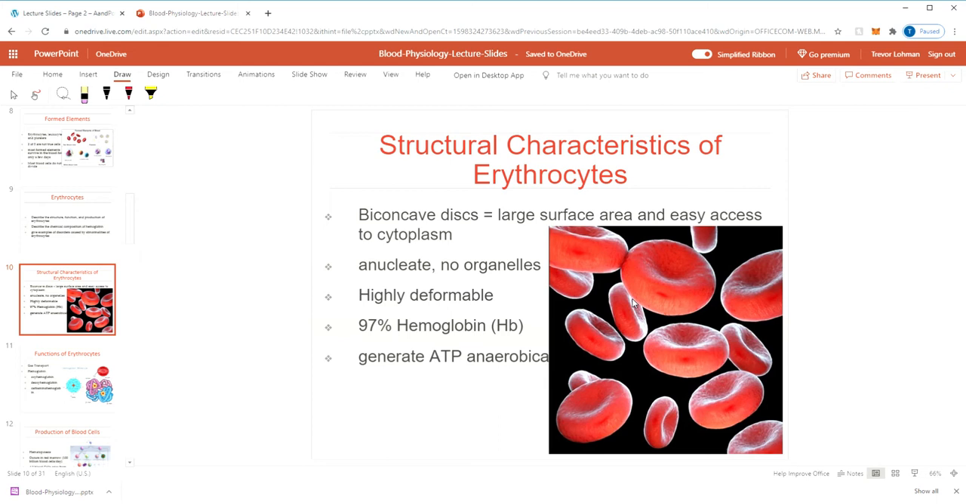I'm sorry, I apologize. But I just always think about it when I see this slide because they look just like red blood cells, which brings me, I always tie it back to the shape of the red blood cell because they are a biconcave disc. And that's not by accident.